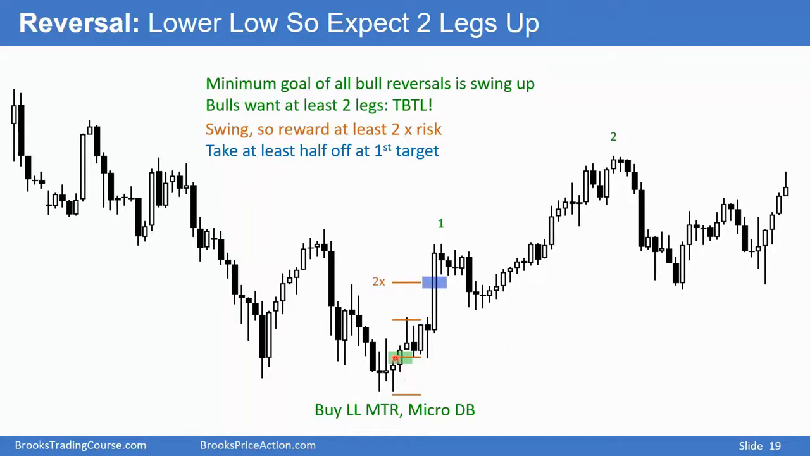You buy here, initial risk is here. This is 1 times your risk, that's 2 times your risk. It's reasonable to take half of your position off there, and then swing the rest. Stop is down here, below the bottom of your signal bar.